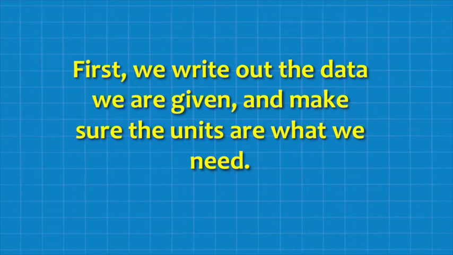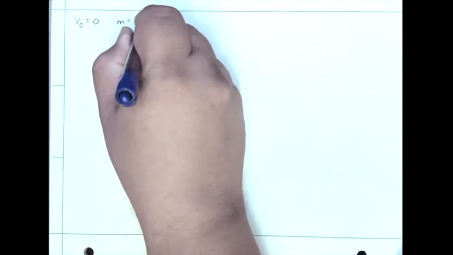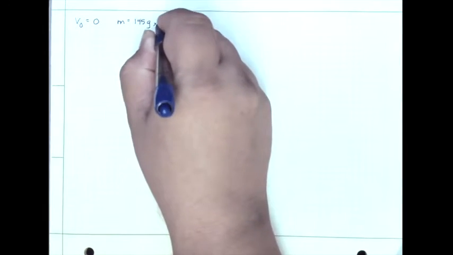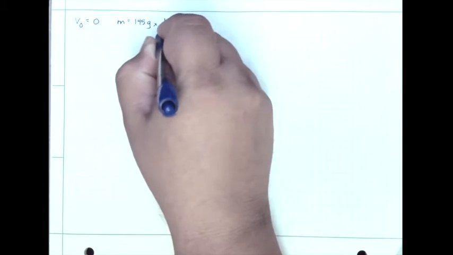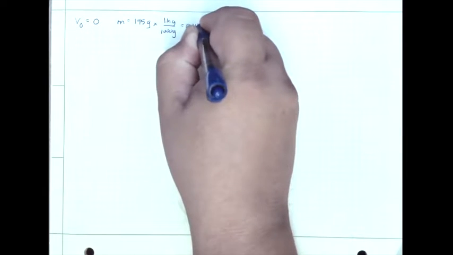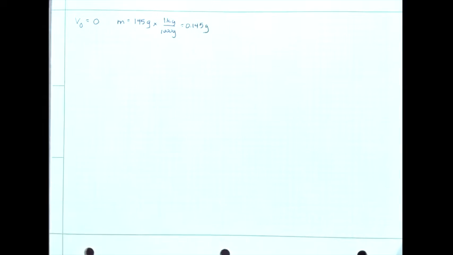Well, the first step in the problem-solving process is always to write out the data that we are given in the problem. So the data we have about the baseball is the following: its initial velocity is 0. It starts from rest. Its mass is 145 grams, and we must turn that into kilograms. Using our standard unit conversion, we get 0.145 kilograms.